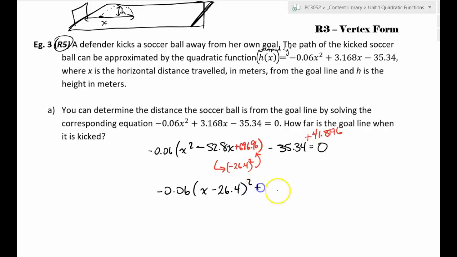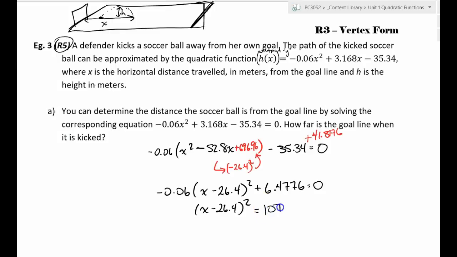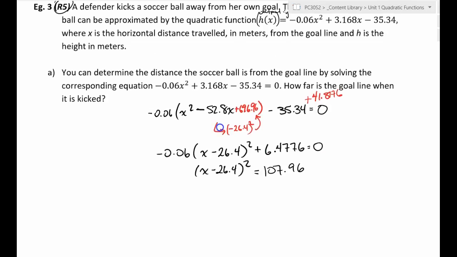and then plus 6.4776 equals 0. I'm going to move my constant over and divide by my coefficient here. So I'm left with x minus 26.4 squared equals 107.96. Okay, and so I subtracted this, but then I divided by a negative. That's why my sign ends up staying positive. Again, you can take this in more than one step there.